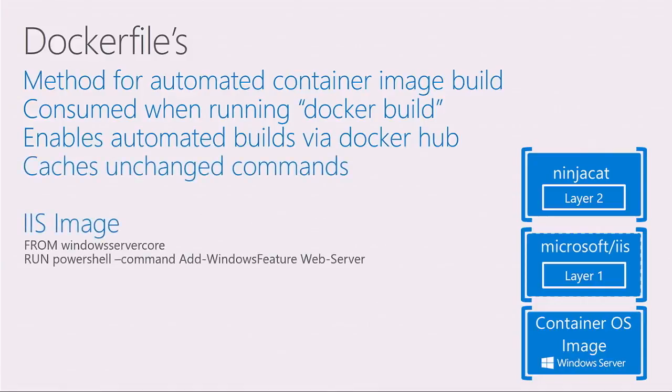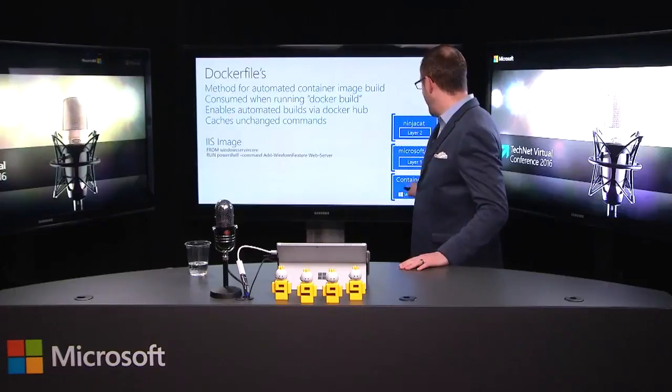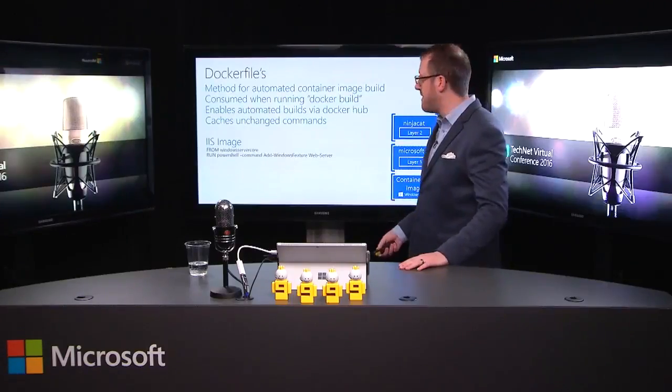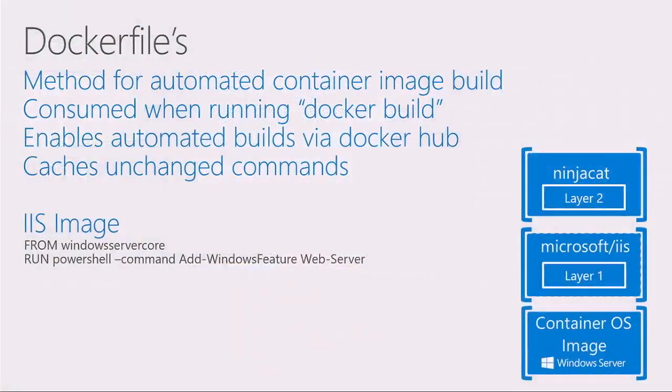Here's an example of one. So this is an example of creating an IIS image. So what we've said is from Windows Server Core. So Windows Server Core being this container OS image base layer that I started from. And then I'm simply just saying run PowerShell and add Windows Feature Web Server. That's all I had to do to make an IIS image. Now the other option, and we'll talk about this in the repositories, I could have just pulled this image down from the Docker Hub because we already have one created for it.